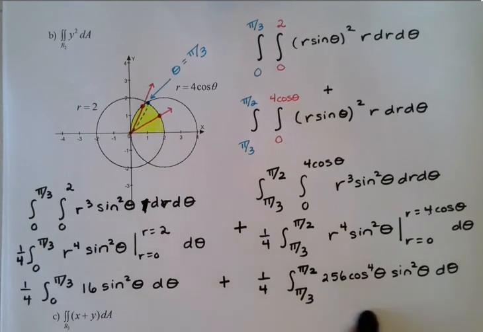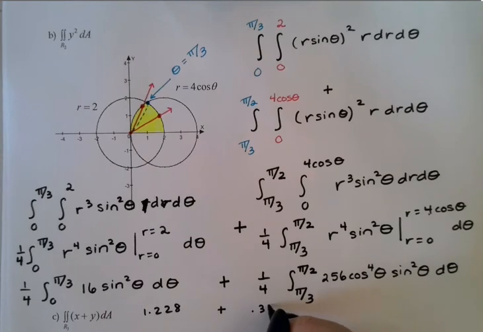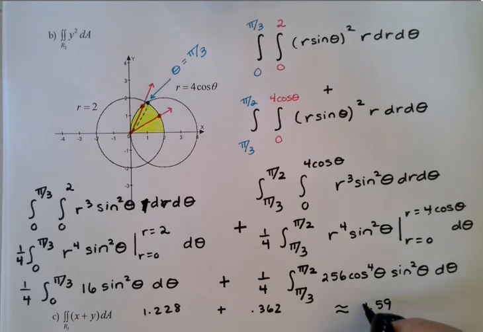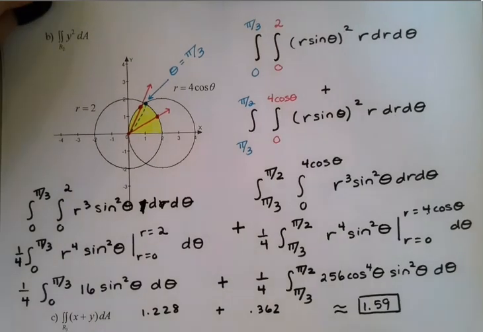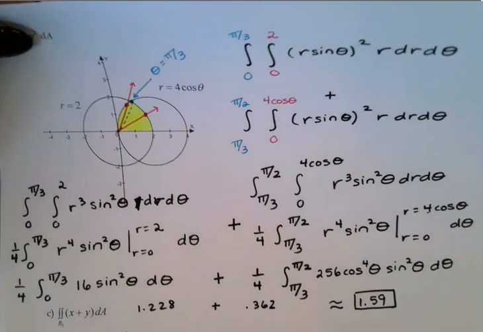I did both of these integrals on the calculator, and if I did them right, I had 1.228 for the first one and 0.362 for the second, giving me a final answer of 1.59 for that problem. All right, sorry about those errors. See if I can focus enough to do this one last one on example 6.